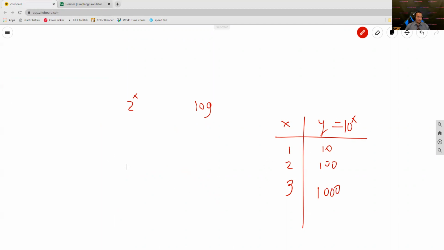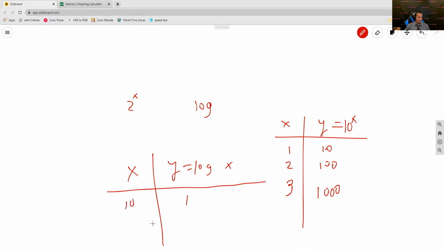But now let's say that I have instead y equals log of x, which is the inverse. It's defined to be the inverse. So that means that x and y switch places, which means that when x is 10, y is 1. When x is 100, y is 2. When x is 1,000, y is 3.